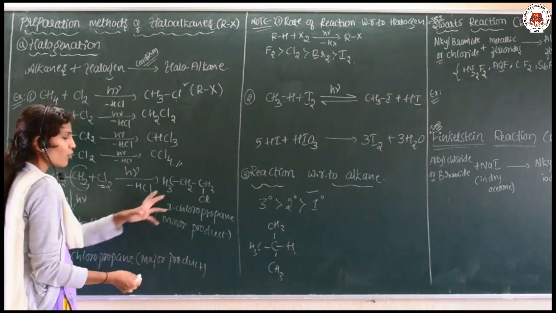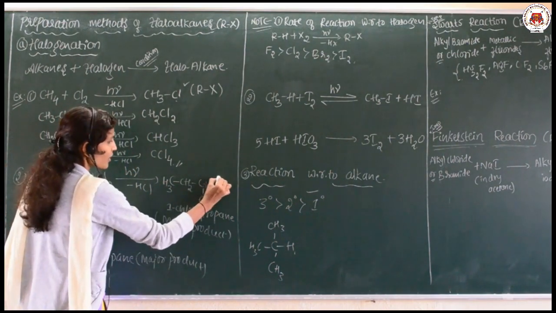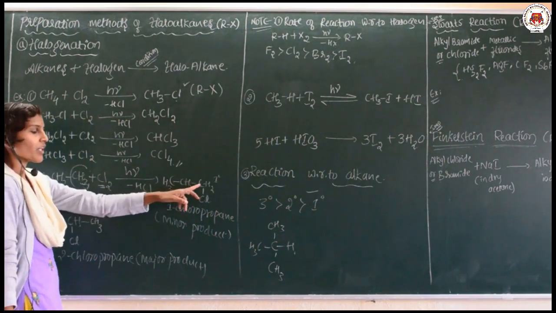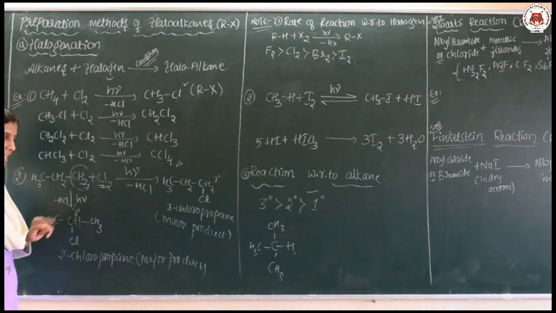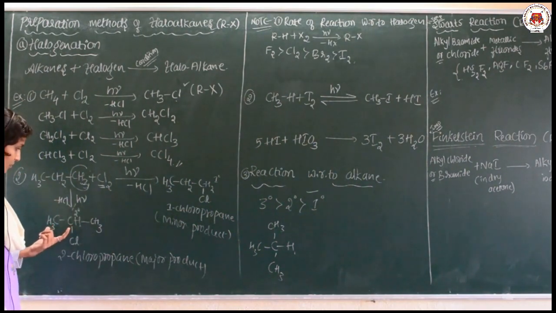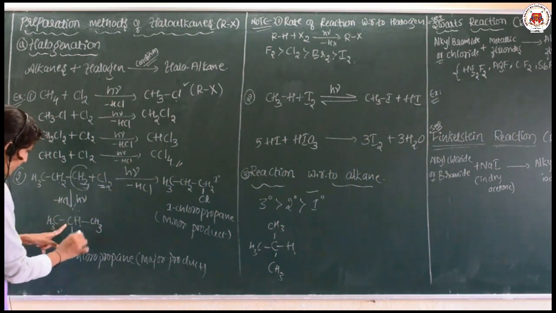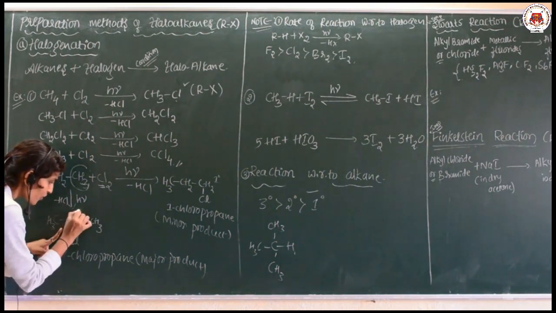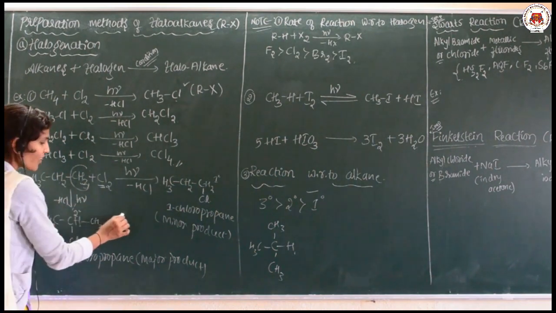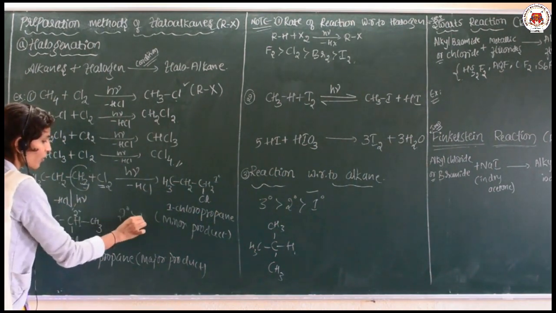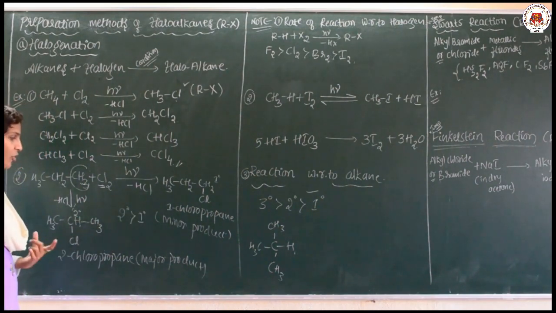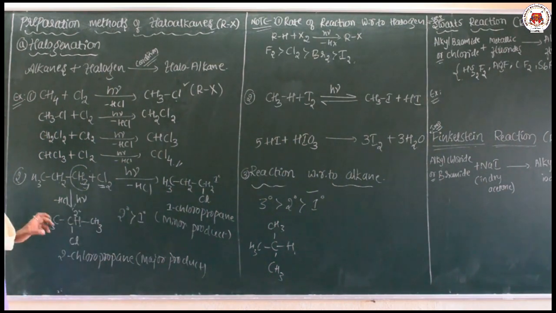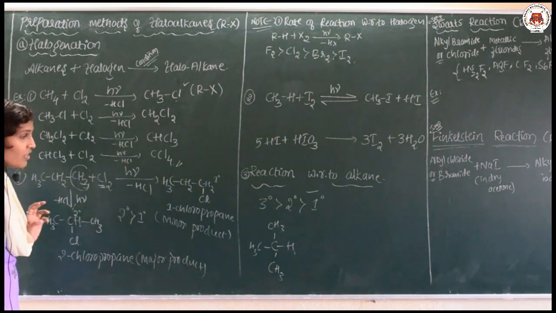If you look at this product, this carbon is a primary carbon, meaning it is attached to only one carbon, while this carbon is a secondary, second degree carbon, because two carbons are attached to it, and here it is Cl, secondary. Stability always goes such that second degree is greater than primary, so the major product will be of the second degree. This is how we can tell which is the major product and which is the minor product.